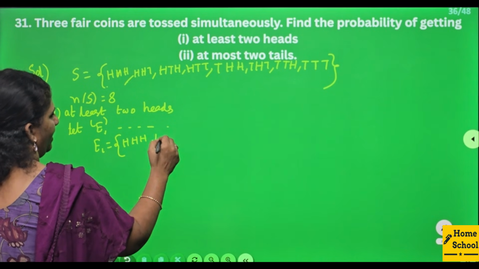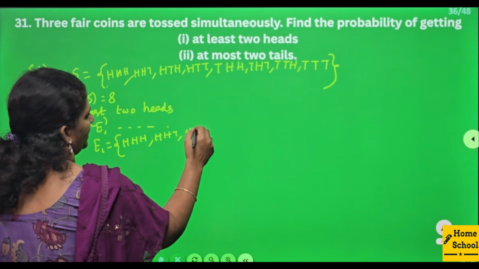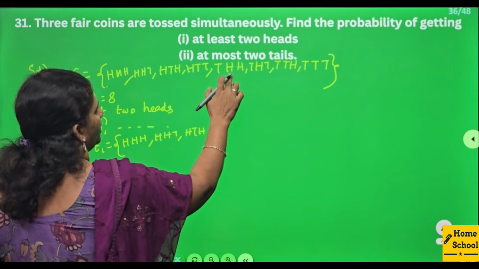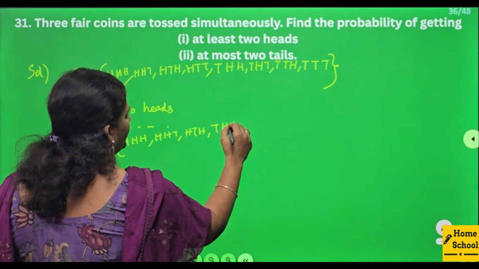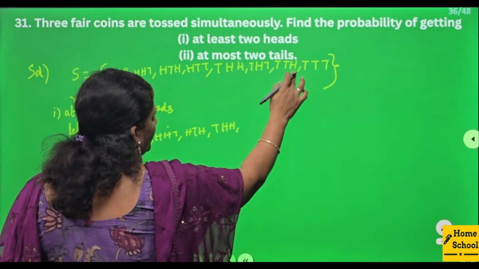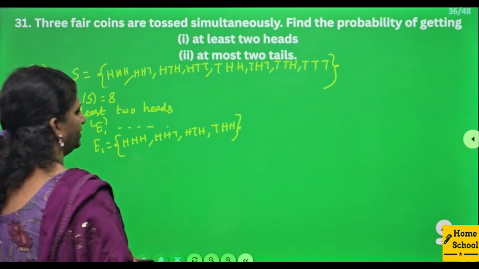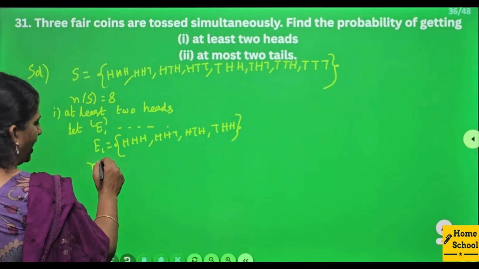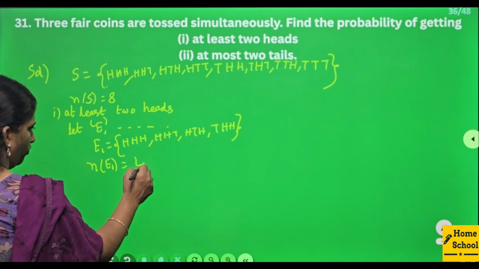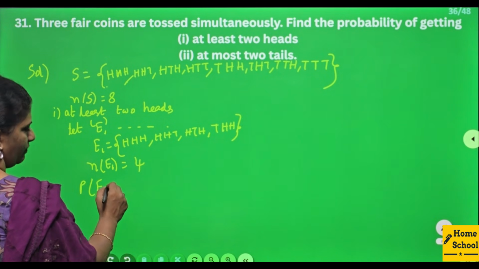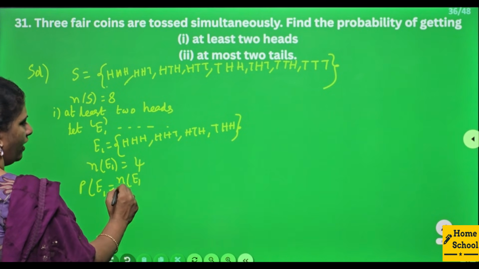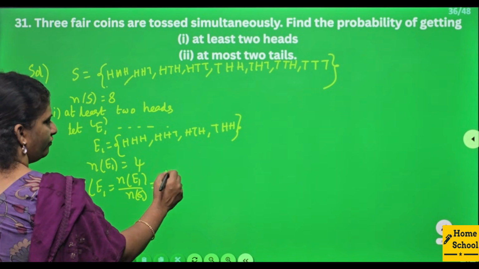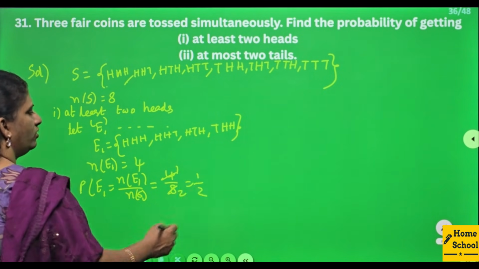Head, head, head; head, head, T; head, T, head, and I cannot write this, only 1 head I have here. Here 2 heads, T, H, H, and here I cannot write this one, and I cannot write further. So how many you have? 1, 2, 3, 4. Therefore n of E1 is equal to 4. Probability of getting this event, P of E1, is equal to n of E1 by n of S, that is 4 by 8, 4 ones, 4 twos, that is equal to 1 by 2.